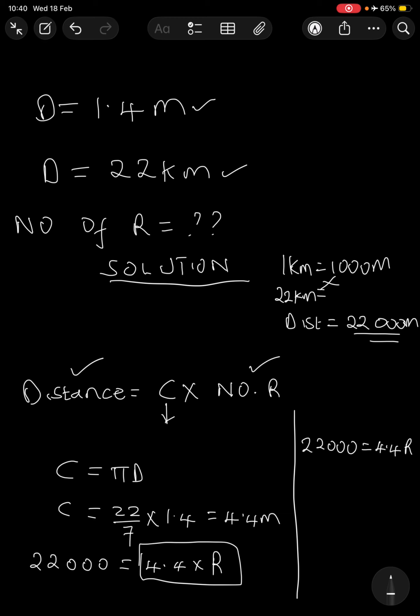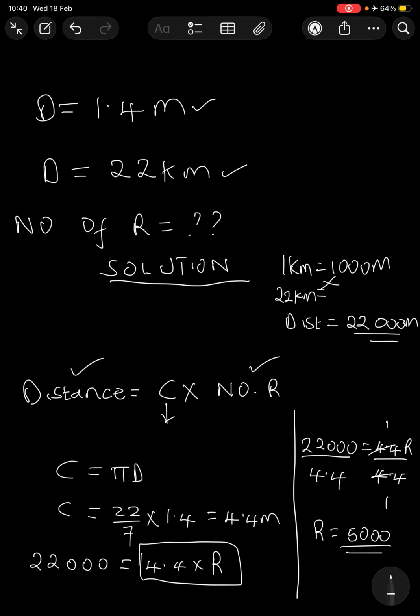Can we make R the subject? So divide both sides by 4.4. So you take 22,000 divided by 4.4. You get the number of revolutions is equivalent to 5,000. The number of revolutions is equal to 5,000.